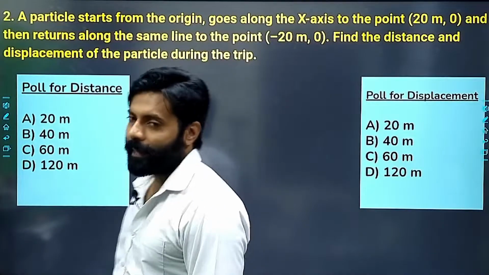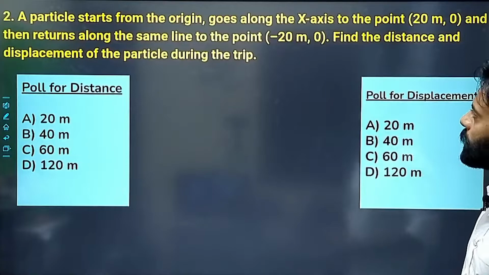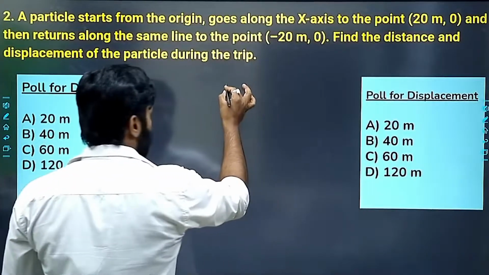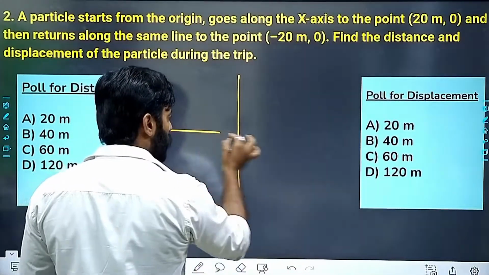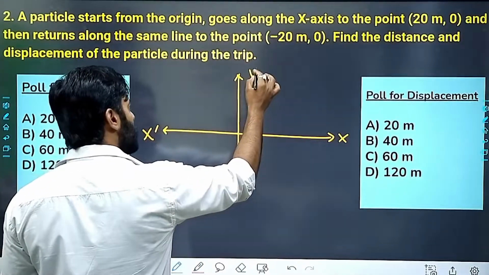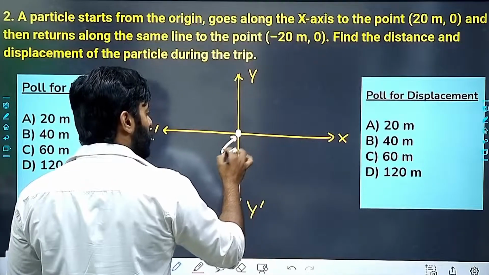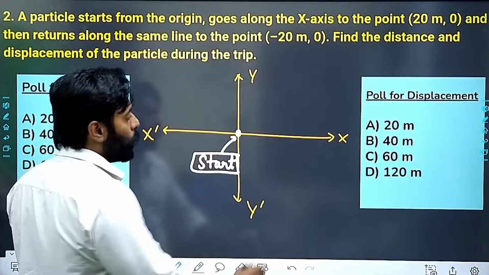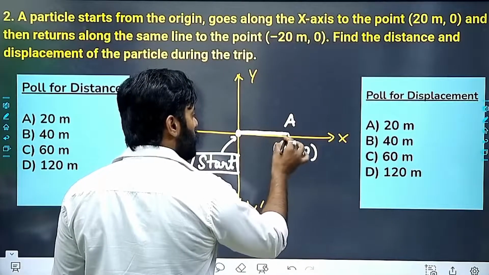Okay, same type of question again. You have to calculate this question. So a particle starts from origin and goes along x-axis to a point of 20, 0. Let's draw what they are asking. This is x-axis, this is x dash axis, this is y dash. This is the starting point. And when the person is starting, it is going towards 20, 0. So this goes from this to this.